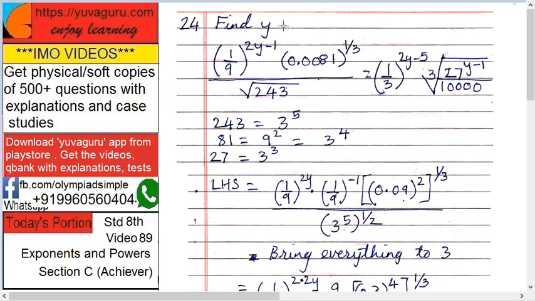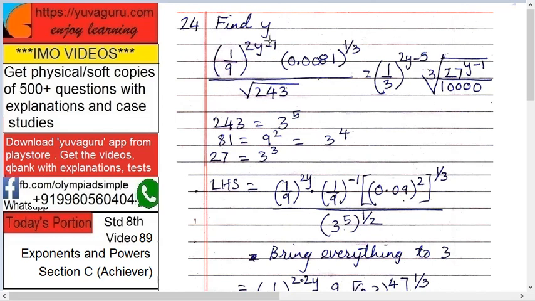Next, find y, if this is given. Now what is given? (1/9)^(2y-1) × 0.0081^(1/3) / √243 = (1/3)^(2y-1) × ∛27^(y-1) / 10,000. Okay, now this is given. This is quite a bigger problem and a tougher one, so pay neat attention.